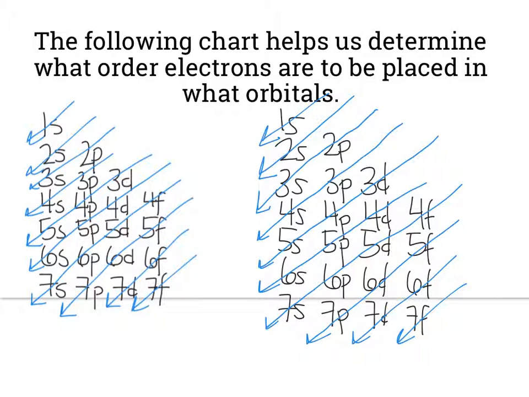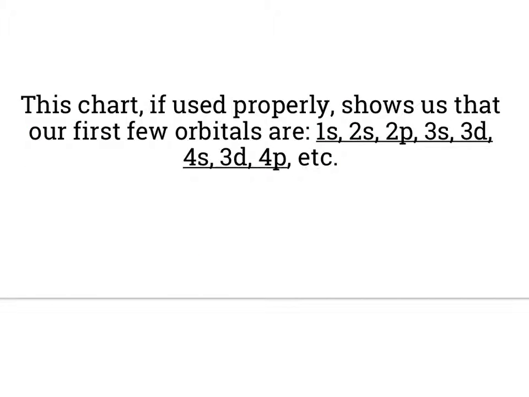That's our chart. So, if used properly, this shows us that our first orbitals are 1s, 2s, 2p, 3s, 3d, 4s, wow, sorry, I lied, 3p, then 4s, 3d, 4p, etc. So, there you go.